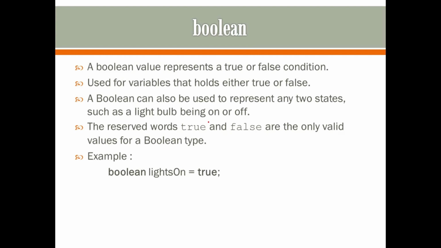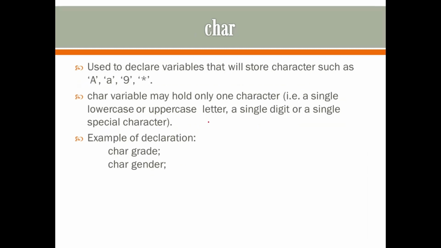A Boolean can also be used to represent any two states, such as a light bulb being on or off. It means true or false. True and false are reserved words. How to declare the Boolean? Boolean lightOn equal to true, or Boolean lightOn equal to false. This depends on the problem statement given.